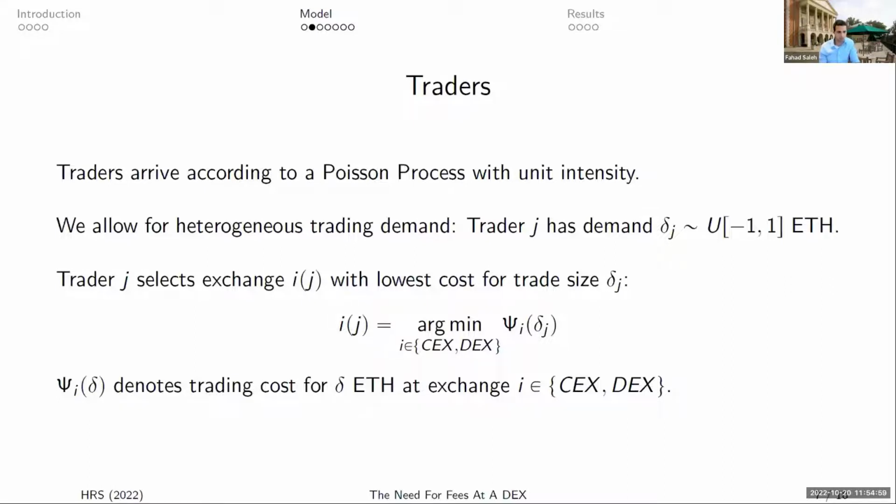And what are the traders going to be solving for? Well, they're basically choosing the exchange that gives them the trade at the lowest cost. So as I said earlier, they can trade at a centralized exchange, or they can trade at a decentralized exchange. And so here we have this function psi to represent the trading cost at the particular exchange. And the trading cost, of course, also depends on the particular size of the trader. So they're just going to choose the venue that happens to allow them to trade most cheaply. But so then what is this psi function? That is, what exactly is the trading cost at the decentralized exchange versus centralized exchange?